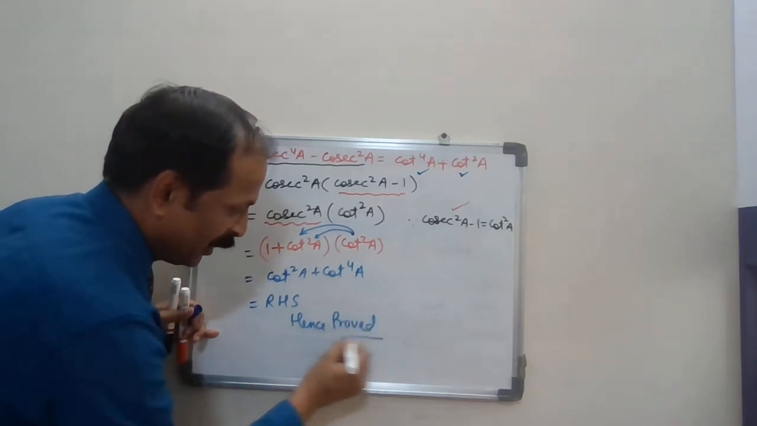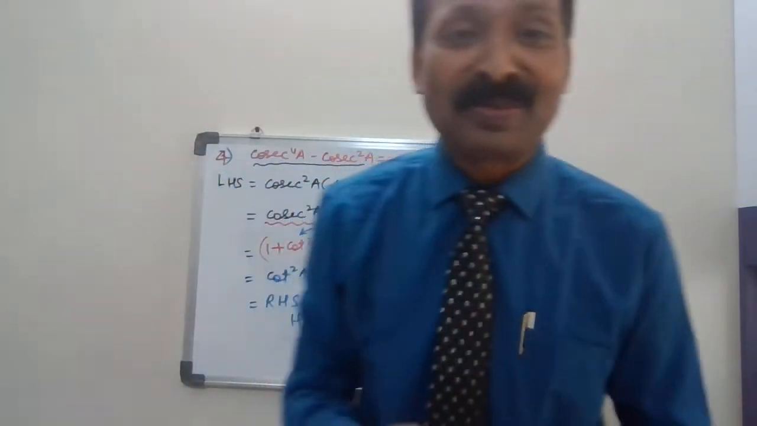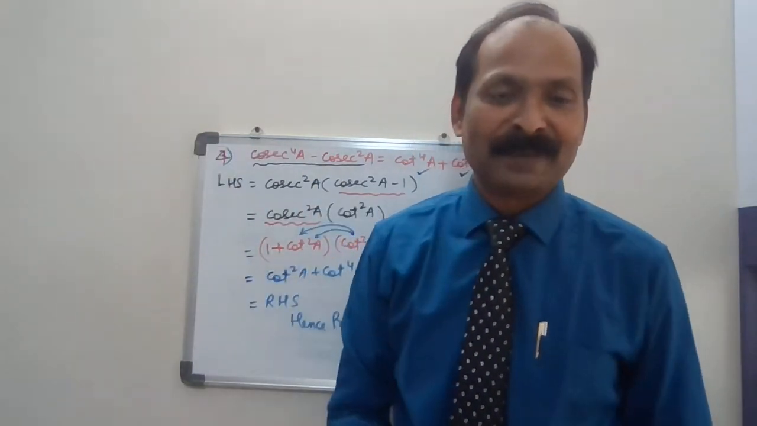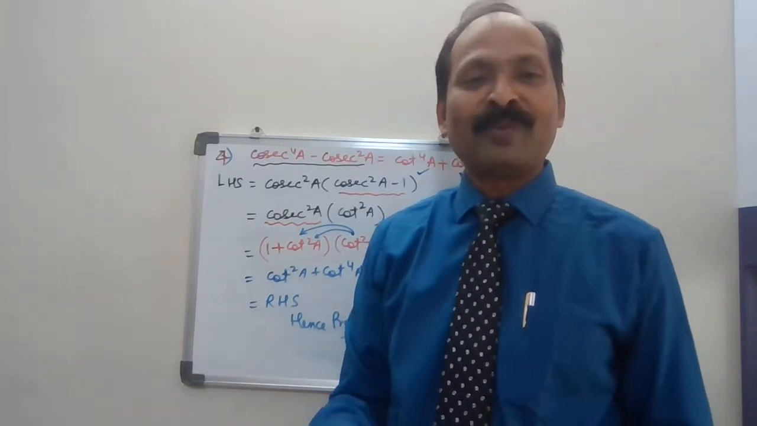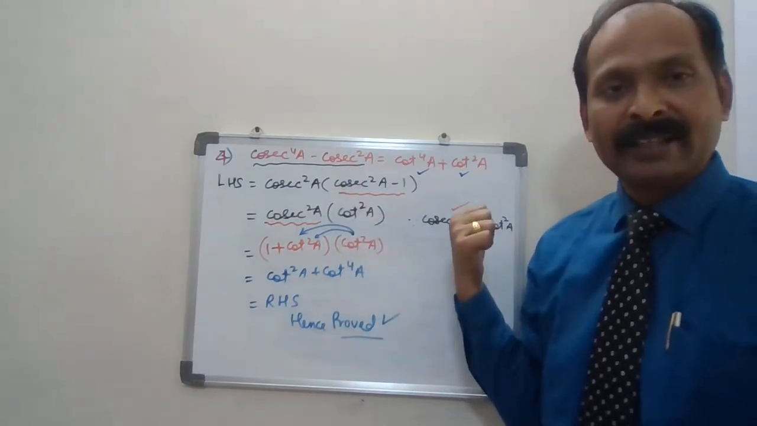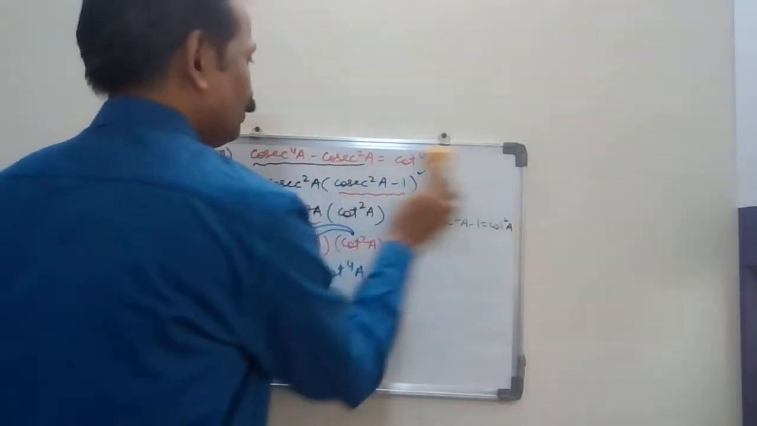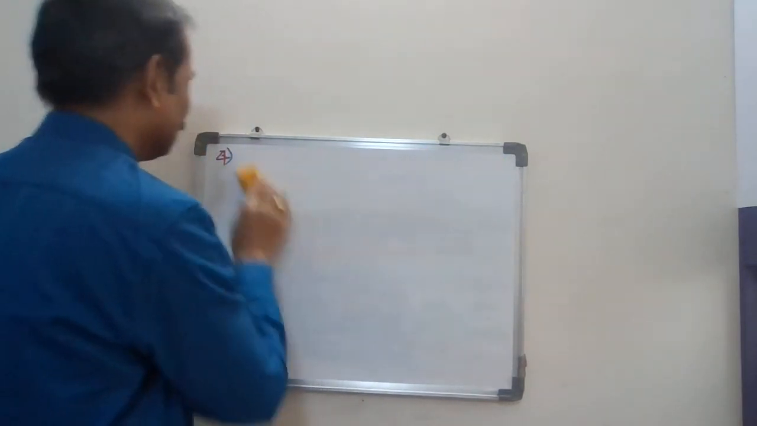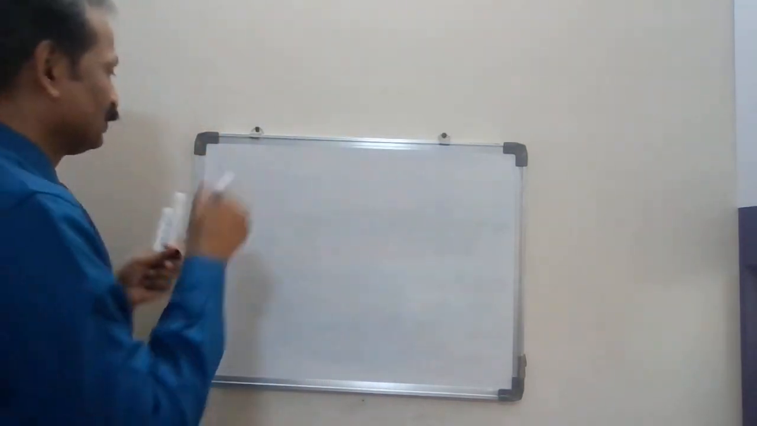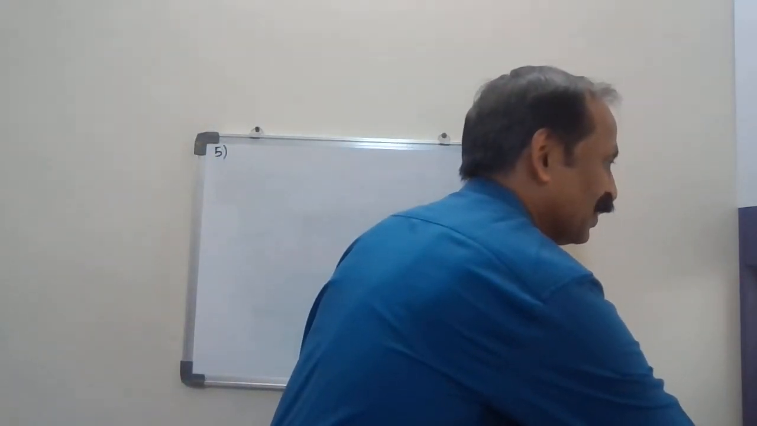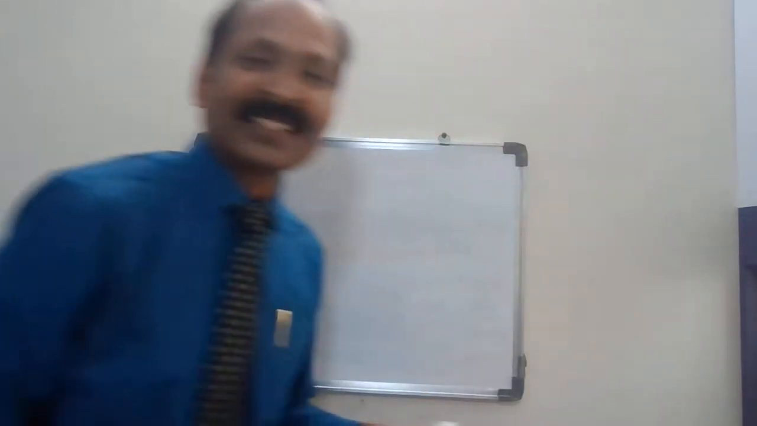Some children love to write hence proved, but some students, anyway, they do this step and they get their answer. Okay, I hope you understood it. I've just taken common and did it. I'm sharing one year one student. He asked me, sir, anyway, we have to prove LHS and RHS.